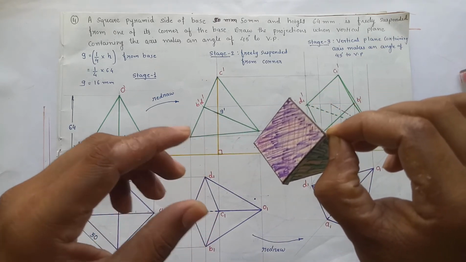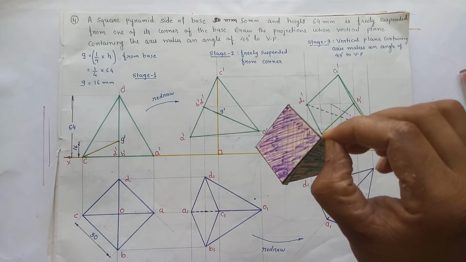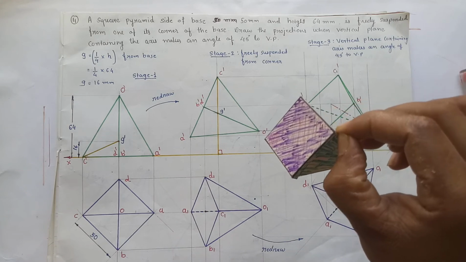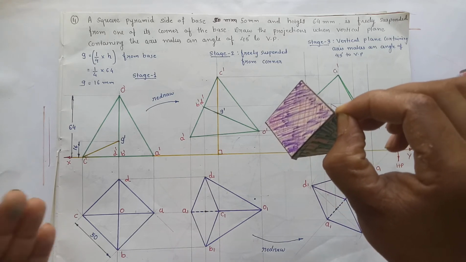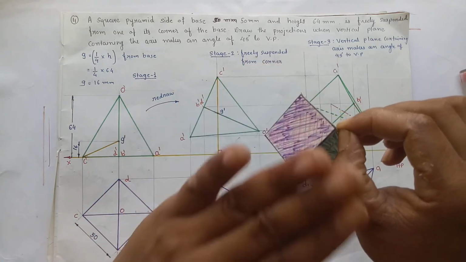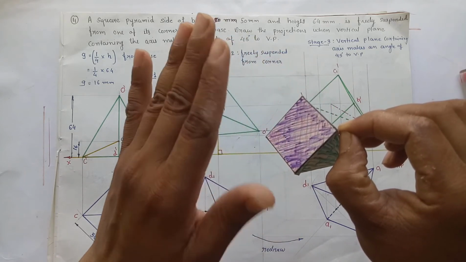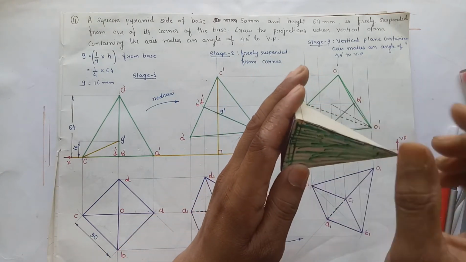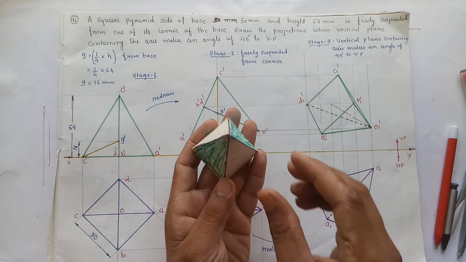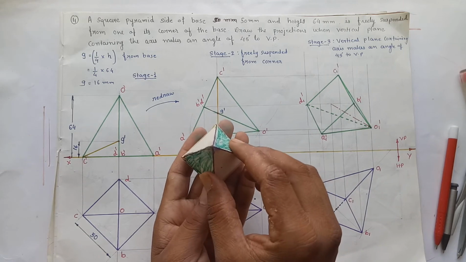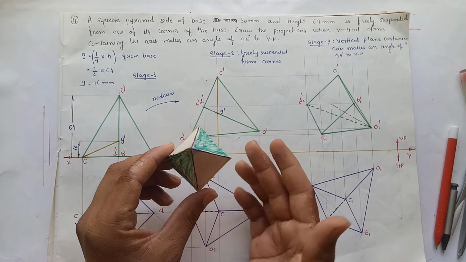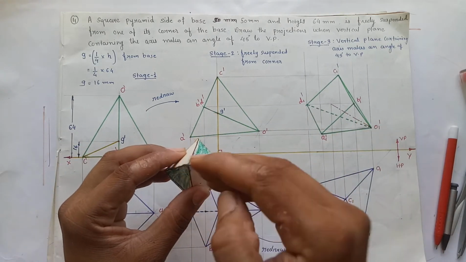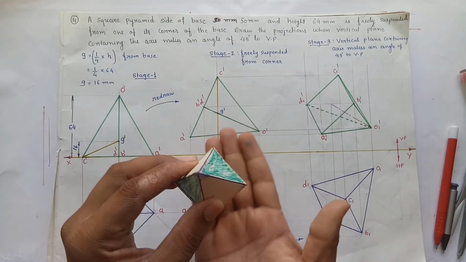So the main thing is how to draw the first stage. And if you remember, we have discussed the procedure to draw the first stage, in which we have to take the base parallel to HP and axis perpendicular to VP. So to draw the first stage, let's just take the base parallel to HP. Okay. So first stage we have to draw like this: corner, right side corner, left side corner, axis perpendicular to HP, base parallel to HP.